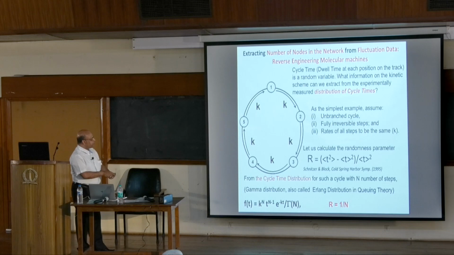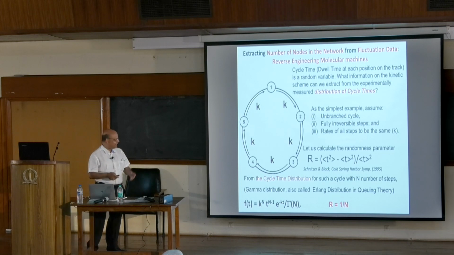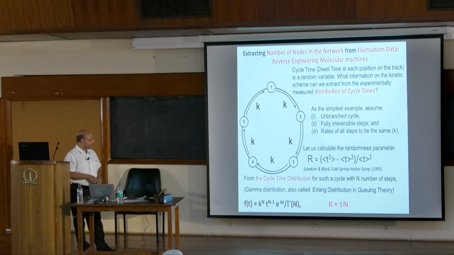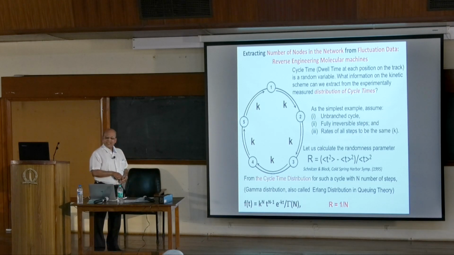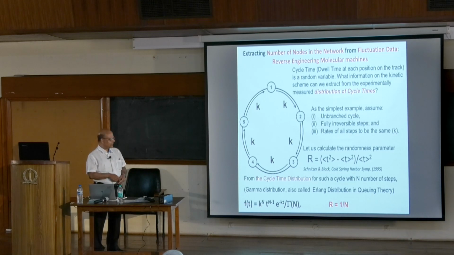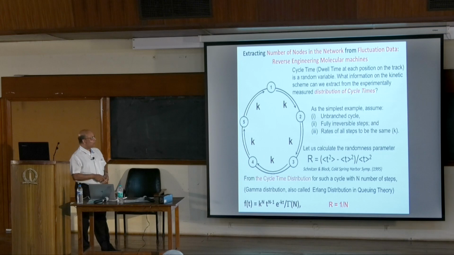Now for this particular cycle, you can find out exactly what the distribution of the dwell times or cycle completion times is, and it is given by this distribution, which physicists normally call the gamma distribution. But again, as happens so often, this was discovered more than 100 years ago by Erlang in the context of queuing theory. That's called the Erlang distribution. One feature of this distribution is that if you calculate this randomness parameter, you find that it is 1 by n. What is n? n is the number of nodes in this cycle.